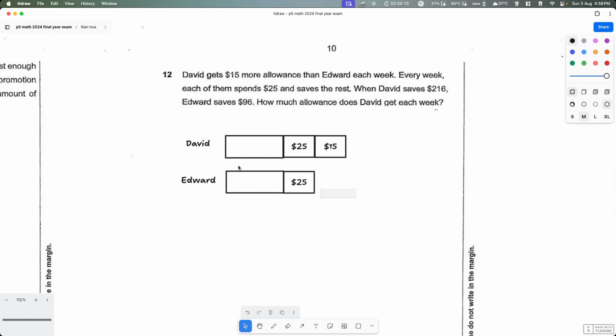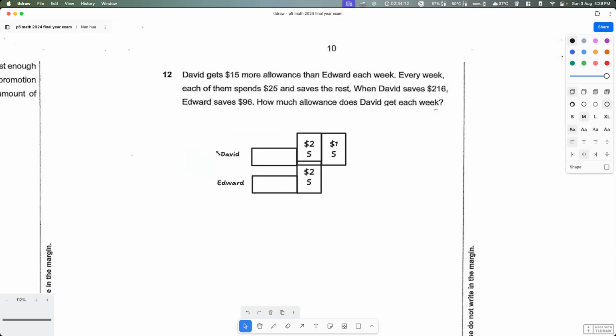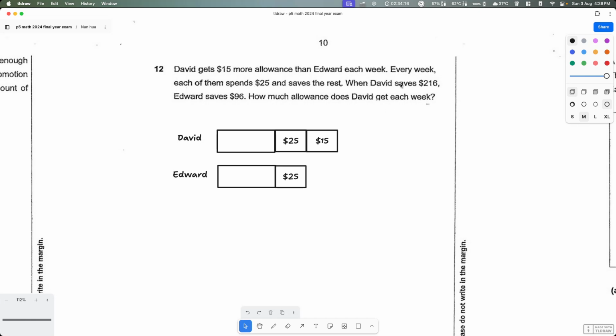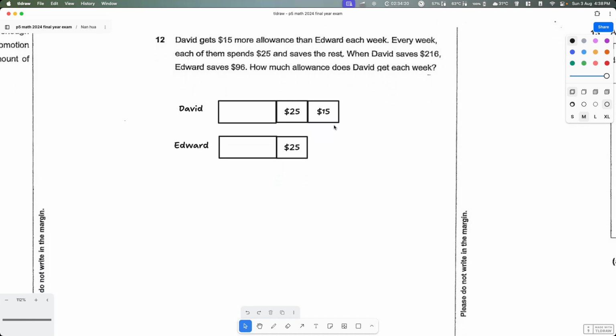So from here, we also know that when David saves $216, Edward saves $96. So there's a weekly difference. One week difference is equal to $15. Okay, so we know that one week difference is $15.